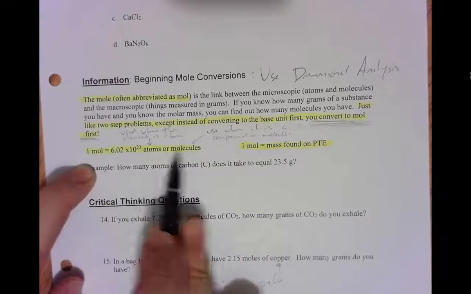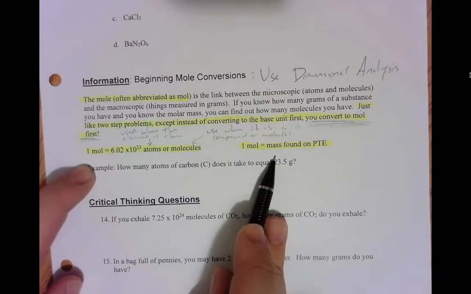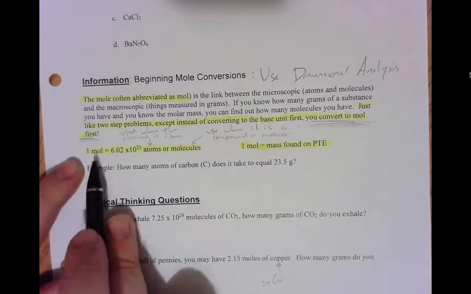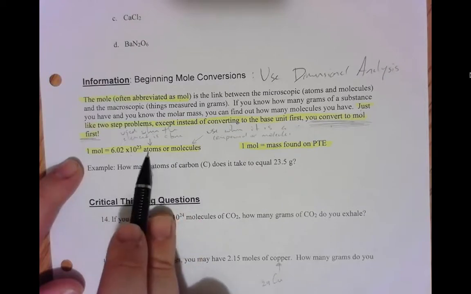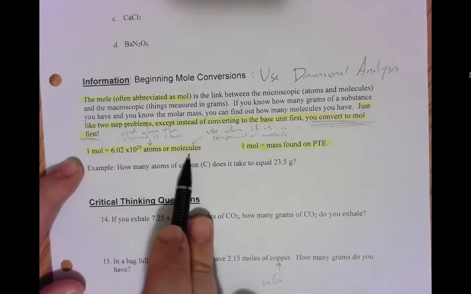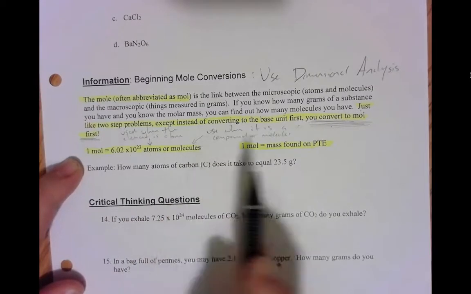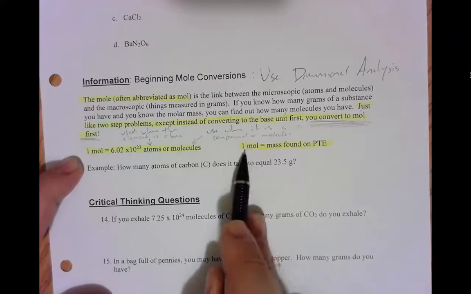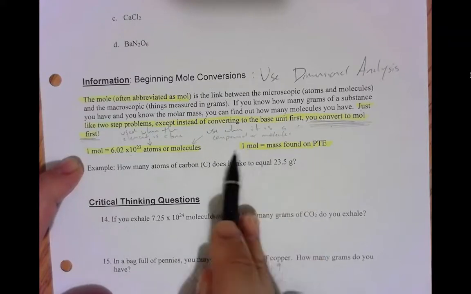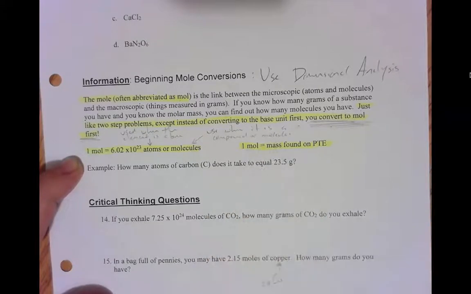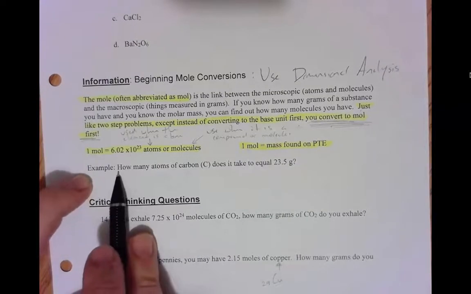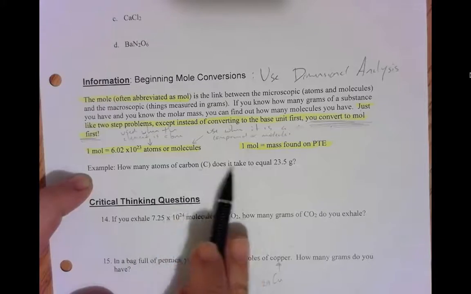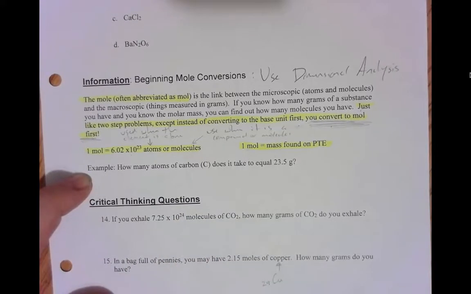The few conversions that will be really helpful when we're doing these problems, you would need to know that 1 mole equals 6.02 times 10 to the 23rd atoms or molecules. Remember, guys, atoms, this term is used when the element is alone. Molecules, remember this term is used when it's a compound or molecule, something bound together. And then the last thing we've been using most of this packet is 1 mole is the mass found on the periodic table. So the example we need to convert is how many atoms of carbon does it take to equal 23.5 grams.